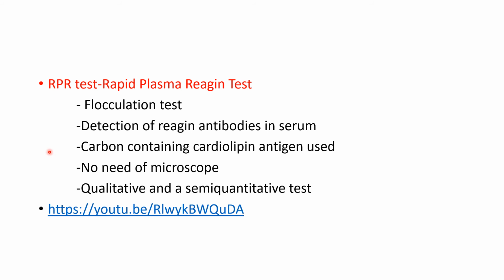So let me repeat, basically both RPR and VDRL are non-treponemal tests. That means they are not using treponemal antigen. They are using an antigen taken from some other cell which is similar to the treponemal antigen. Second, both are flocculation tests. That means we cannot easily see the antigen antibody reaction. You have to either use a microscope or mix carbon particles along with the antigen to see the antigen antibody complex. Third, both tests detect the presence of antibodies present in the serum of the patient.